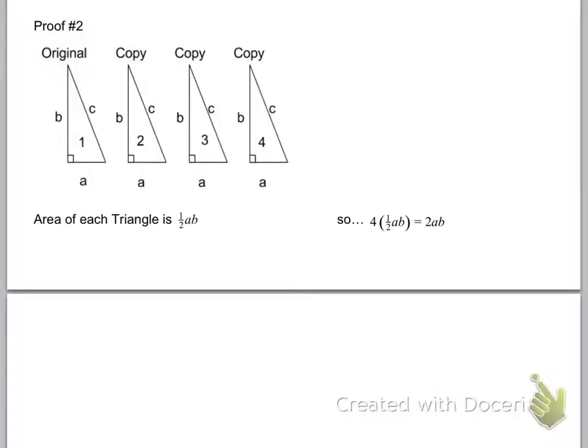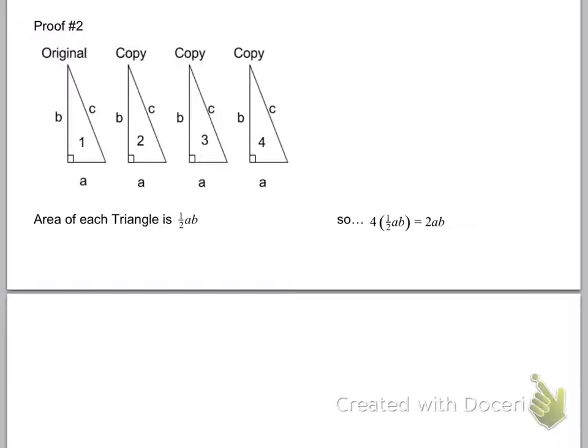This is Geo Trig lesson 17. This is day 2, and what we're going to do is proof number 2 of the Pythagorean theorem: a squared plus b squared equals c squared. So this is what I propose.